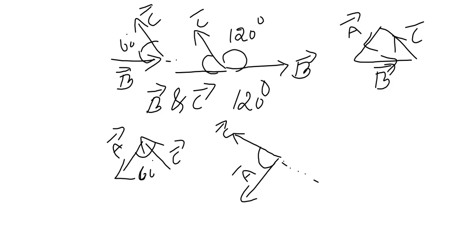So angle between A bar and B bar is 120 degrees. B bar and C bar is 120 degrees. A bar and C bar is 120 degrees.